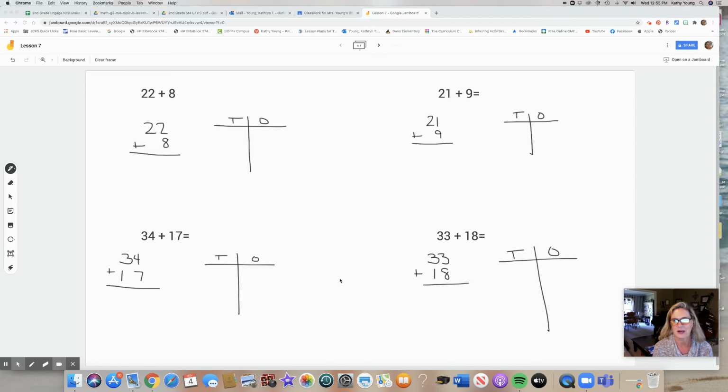All right, we're ready to go. So today we are going to show how the disk method translates into our vertical algorithm method. I'm going to start with the problem 22 plus 8. So I'm going to draw my 22. And once we get past this, I don't have to write 10s and 1s in these anymore. Just as long as I know if it's in the 1s column, it's a 1, and if it's in the 10s column, it's a 10. And then I'm going to add 8 to that.